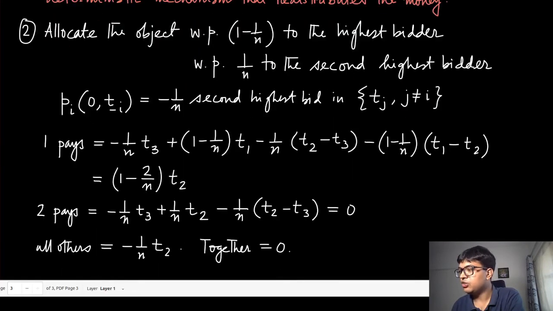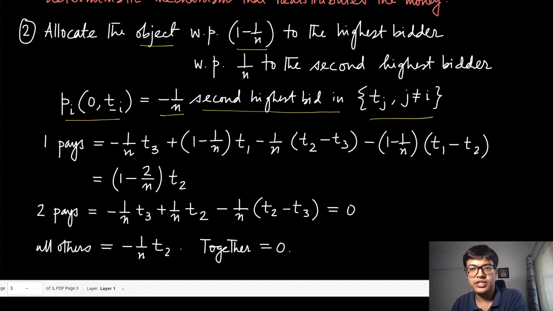Let us look at a non-deterministic mechanism, a randomized mechanism, which allocates the object with probability 1 minus 1/n to the highest bidder, and with probability 1/n to the second highest bidder. So this is also a monotone allocation rule. You can convince yourself. So what is this constant? The constant is nothing but minus 1/n. We can pick the constants in whichever way we want. This mechanism picks it as minus 1/n times the second highest bid among the rest of the agents. So for instance, this will be T3 for player 1, T3 for player 2, and T2 for all the other players.